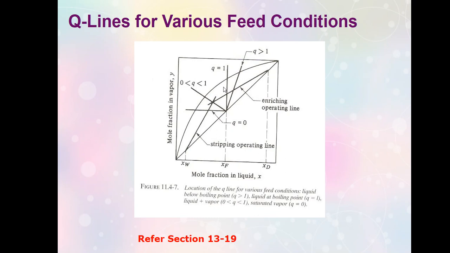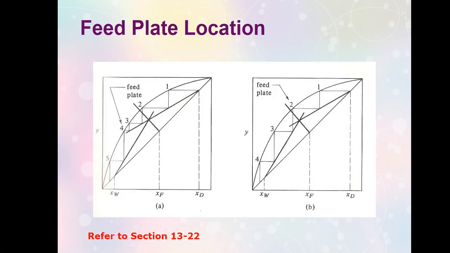For other values for Q, this one is for subcooled liquid, this one is for saturated liquid, this one is for saturated vapor. And we don't have here superheated vapor. So we only have subcooled liquid orientation here. But nonetheless, these are the different orientations of your Q line or your feed line based on the value of the Q. Again, refer to this section 2 for more elaborate explanation.